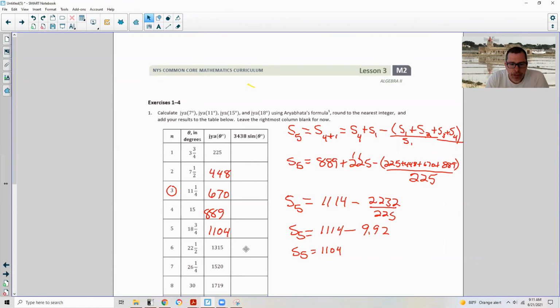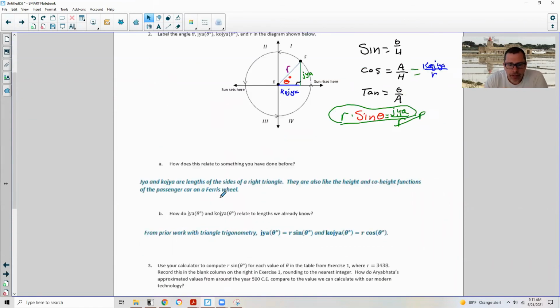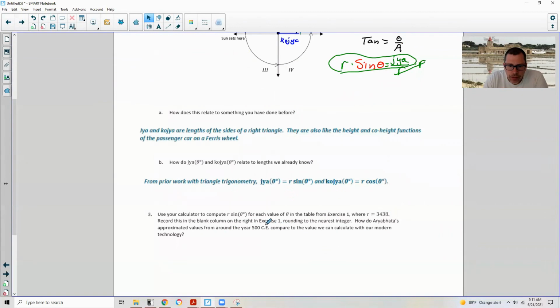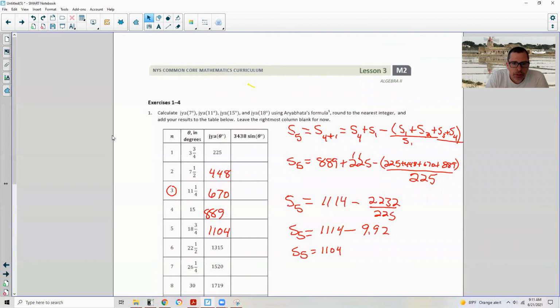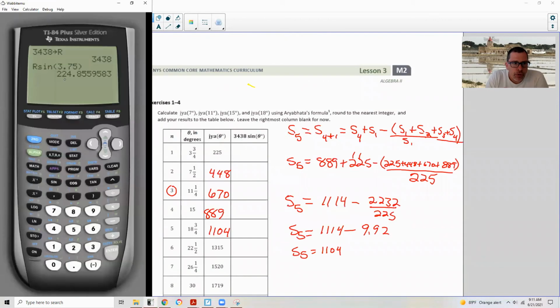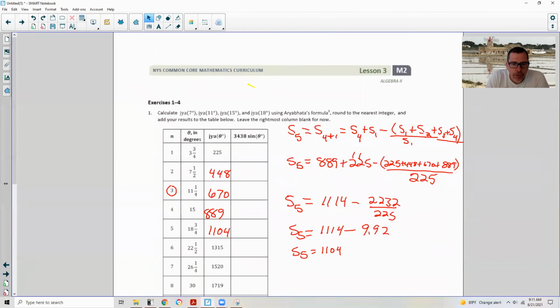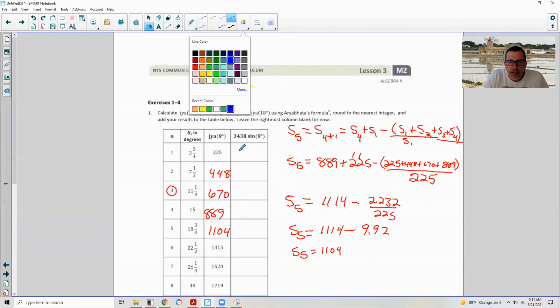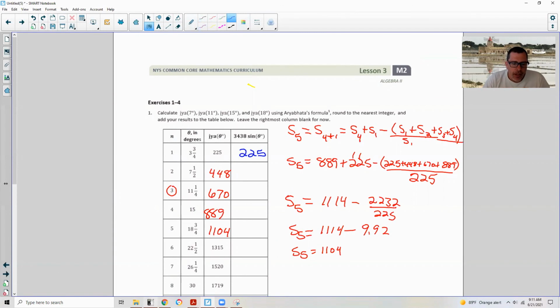And did it say to round? I believe it did. So let's go back. Part 3. Okay, record in the blank column on the right, rounding to the nearest integer. So I don't want the decimal. So that rounded 224.85 rounds to 225. 225. Okay, and we're going to keep doing that.